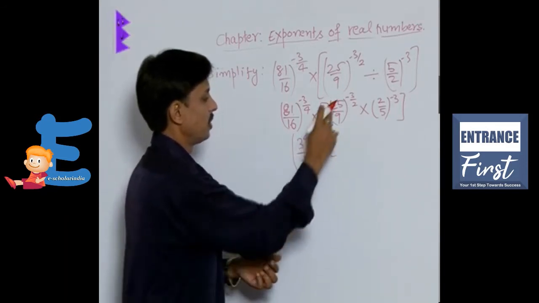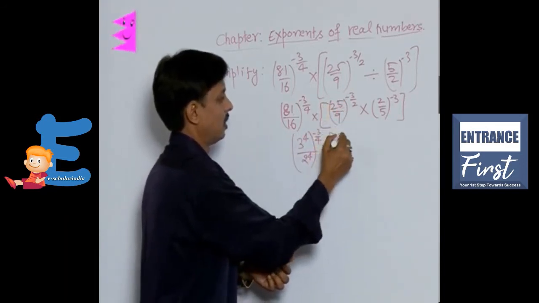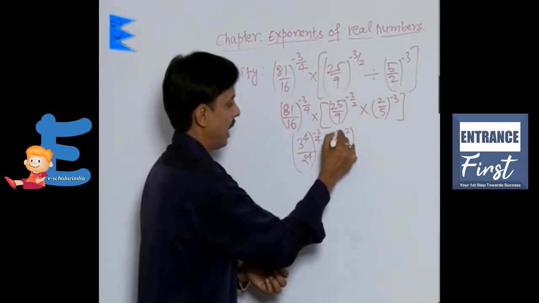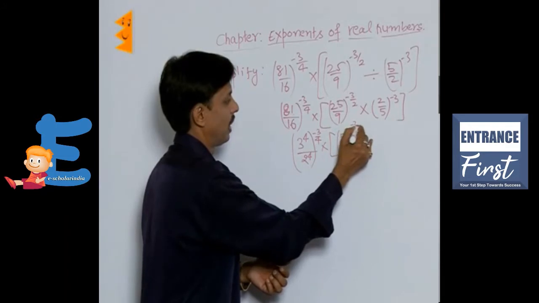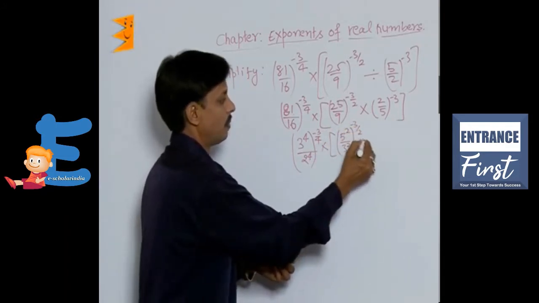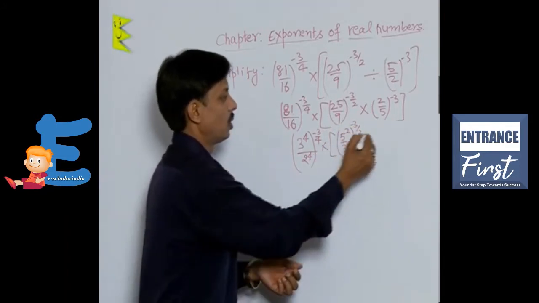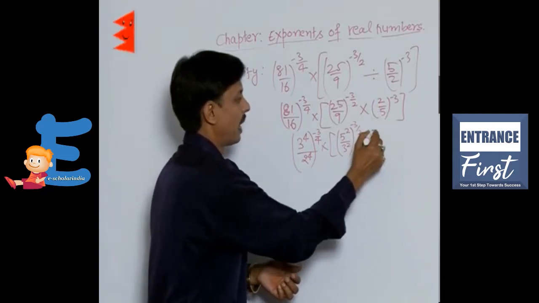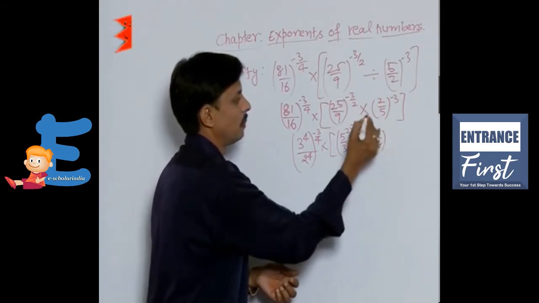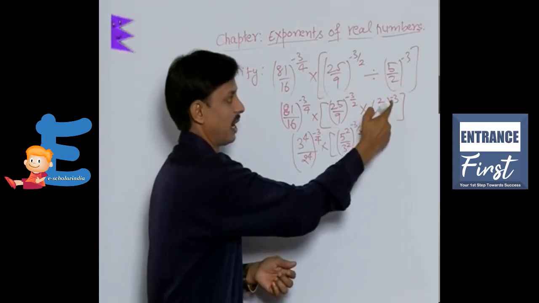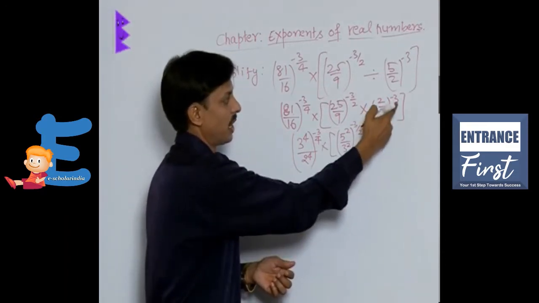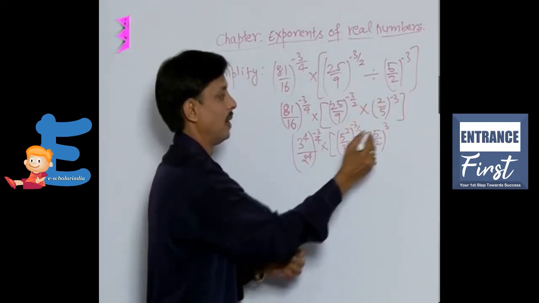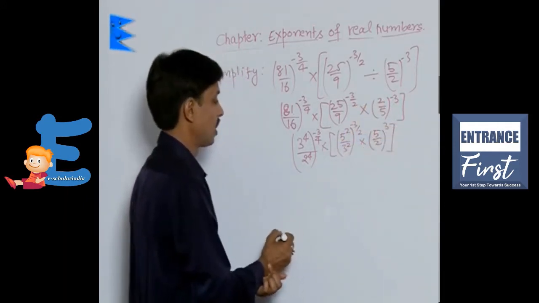Multiplied by this 25 by 9. This is 5 to the power 2 upon 3 to the power 2 and whole raised to the power minus 3 upon 2. Multiplied by 2 by 5, or I can say 5 by 2 raised to the power 3, because it is a negative power. I have changed the negative to positive. So base 2 by 5 changed to 5 by 2 and bracket close.